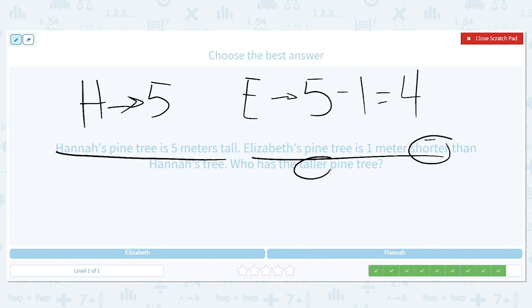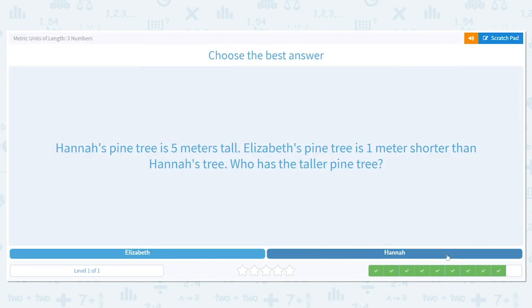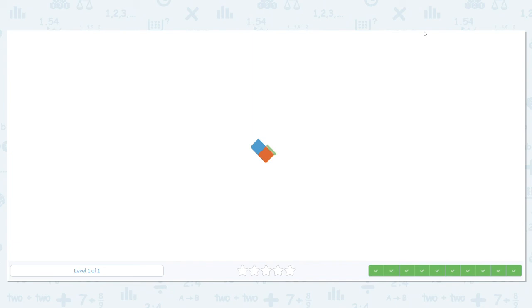Who has the taller pine tree? Hannah or Elizabeth? Since 5 is more than 4, Hannah has the taller tree. Great job. This was tricky and you stuck with it.